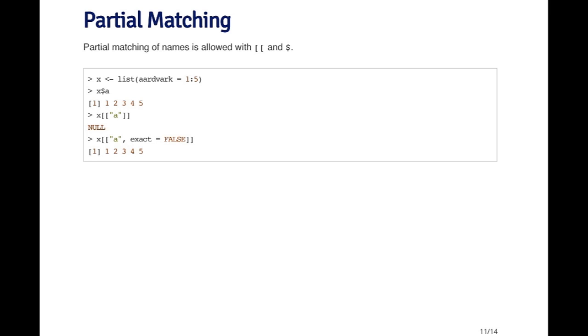But there's a second argument that you can pass to the double bracket operator, which is the exact argument. And if you specify that exact equals false, and then I pass it X double bracket A, it gives me the sequence 1 through 5 because that's the one that matches the letter A the closest.